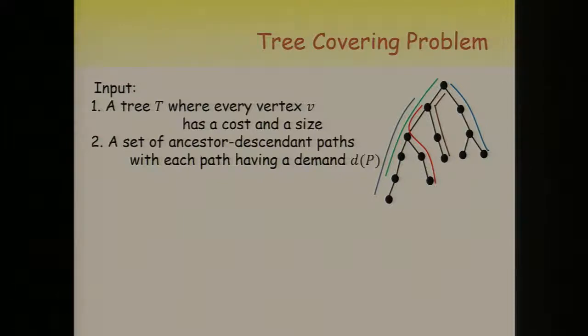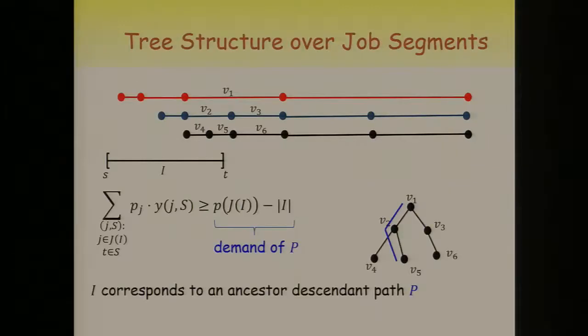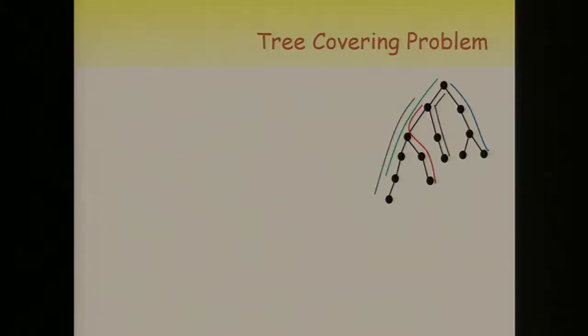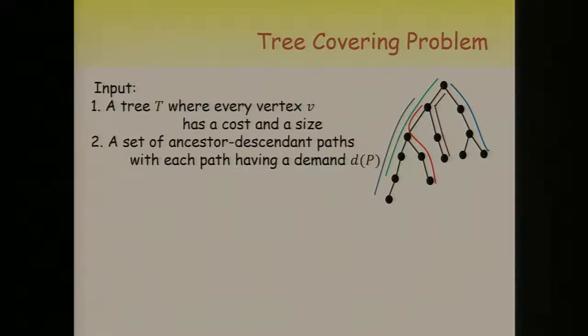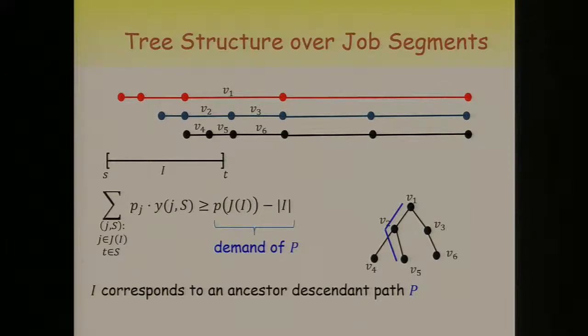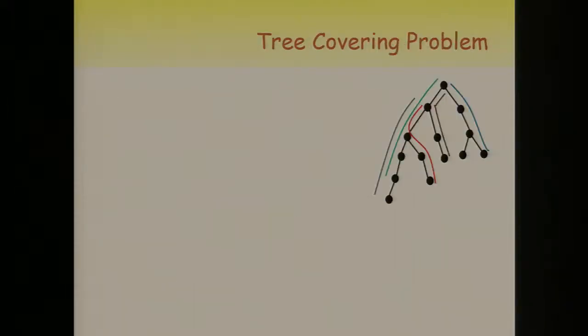Let's say every path is like an ancestor-descendant path, and each path has a demand. Let's denote it by d_p. So this is the instance. How does it correspond to our scheduling problem? Well, for each constraint that we wrote down, I got a path. And these d_p are essentially just the right hand side of these constraints. The vertices of this tree are exactly the segments here. So when you're setting y_j equal to 1, you're essentially picking that vertex. So this is the reformulation.